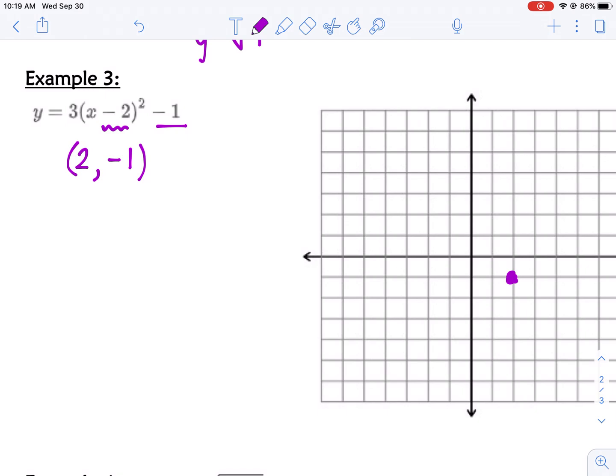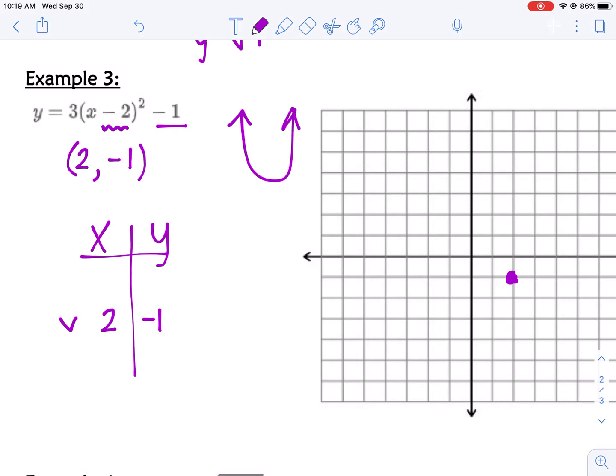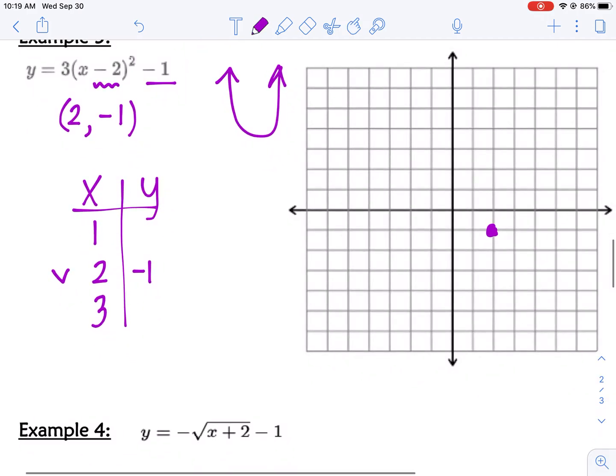Let's think of the general shape. Since it is a squared term, I'm going to have a nice little parabola action. Again, go back to day 2, I believe, and look through those graphs. And then we whip out our XY table. Let's put our vertex in the middle. Let's pick a value to the right, a value to the left, and we're going to plug into the original function to find my y value.